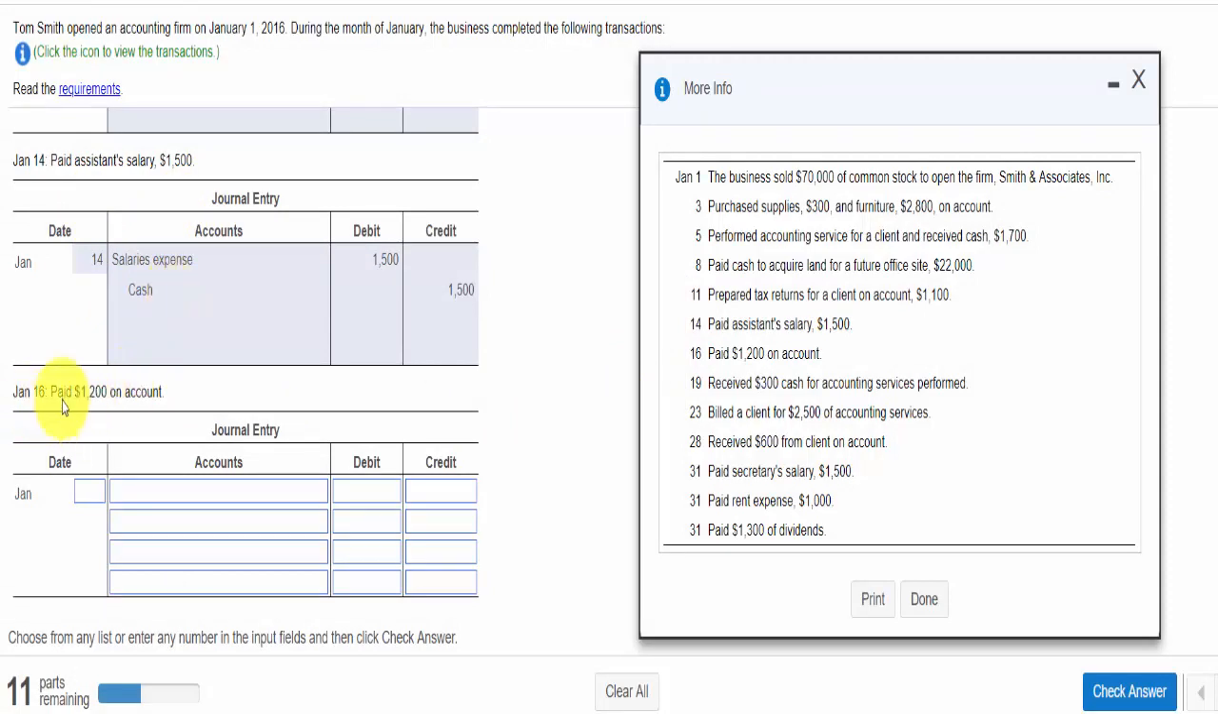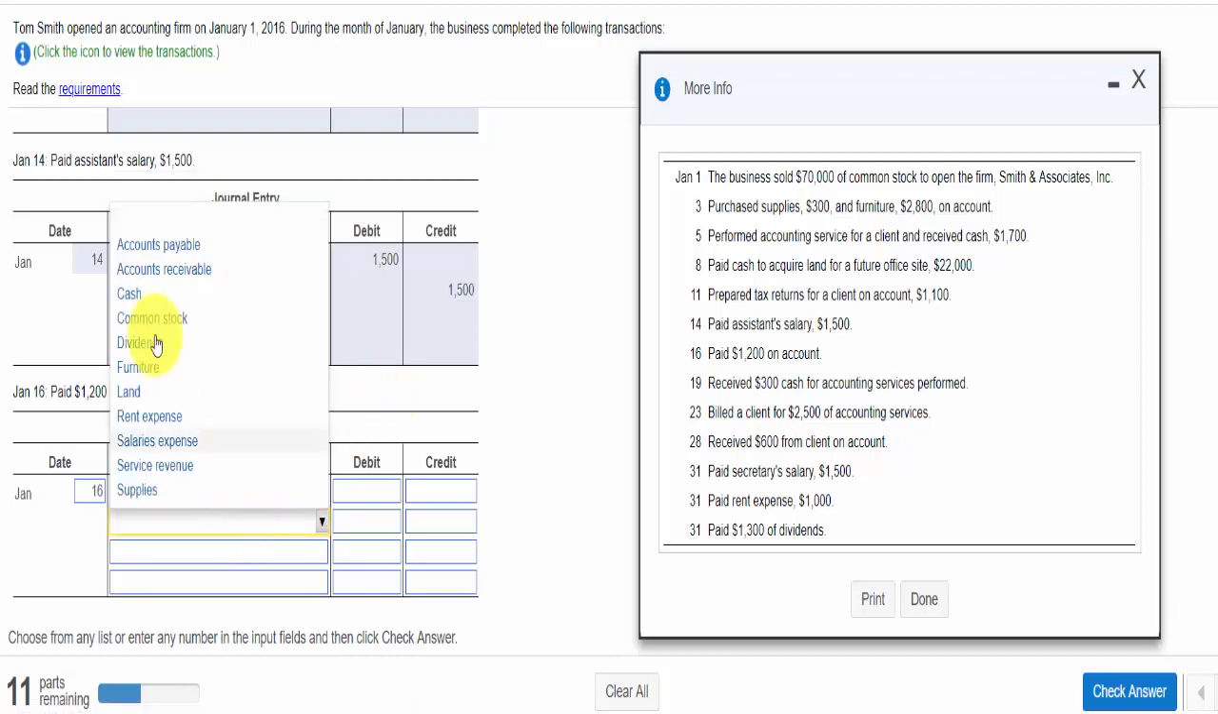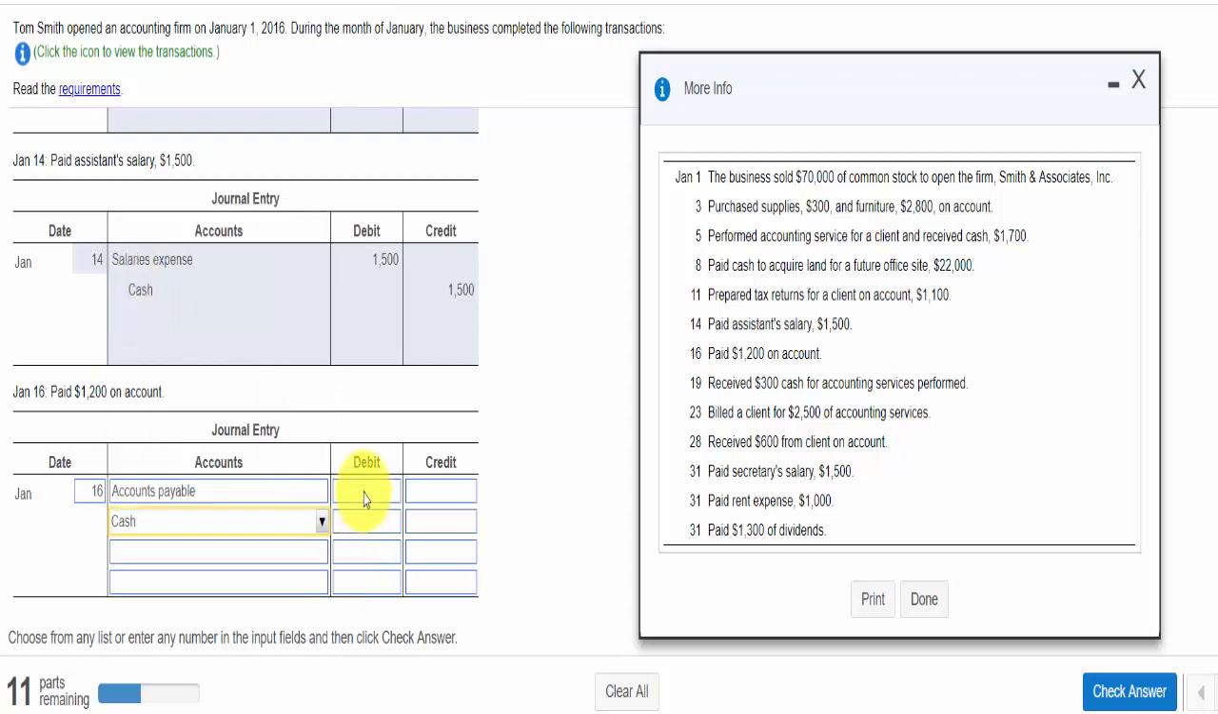The next entry is paid 1200 on account. It means we paid account payable for cash 1200. Then in case we paid on account, it means it will decrease our liability. Decrease in liability is debit, and decrease in our asset, cash, our asset, is credit. Check this entry.